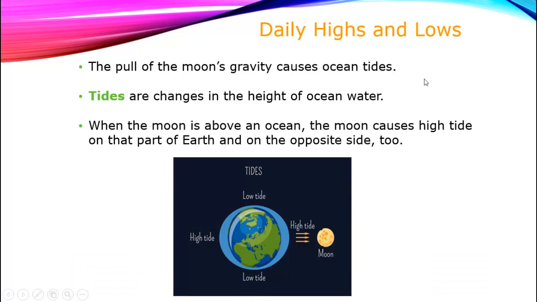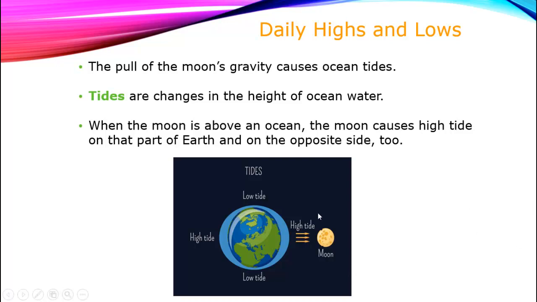Now, let's talk about something new. Tides. Let's find out together the meaning of tides and why they happen. The pull of the moon's gravity causes ocean tides. And tides mean a change in the height of ocean water. So, tides are a change in the height of ocean water.